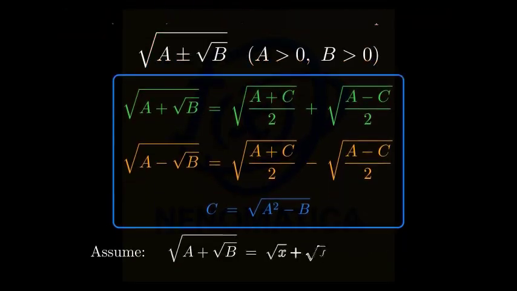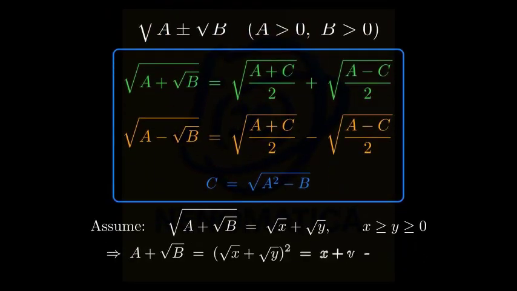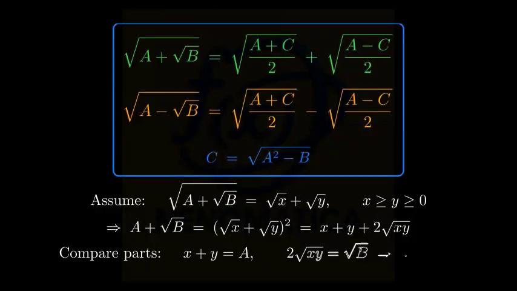Proof sketch for the plus case. Assume the square root of a plus the square root of b equals the square root of x plus the square root of y, with x at least y, and both non-negative. When we square both sides carefully, we can match the rational parts and the radical parts.